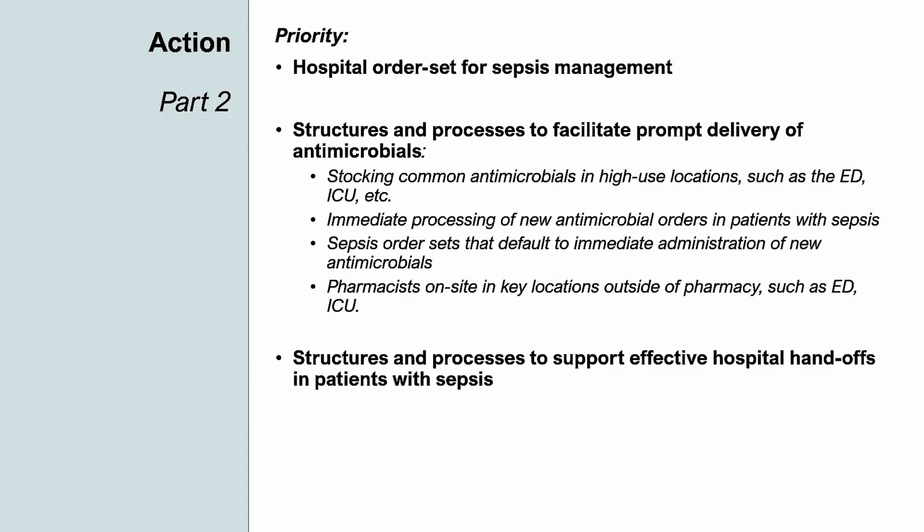So some specific examples of things that hospitals can do to facilitate prompt delivery of antibiotics after they are ordered is to stock common antimicrobials in high-use locations, such as the emergency department or intensive care unit, having processes to immediately process the new antimicrobial orders in patients with sepsis, having order sets that default to having the first administration of antibiotics occur immediately, as opposed to defaulting to the next routine, Q12-hour administration time, and then having pharmacists on site in key locations outside of the pharmacy, such as the emergency department and ICU.